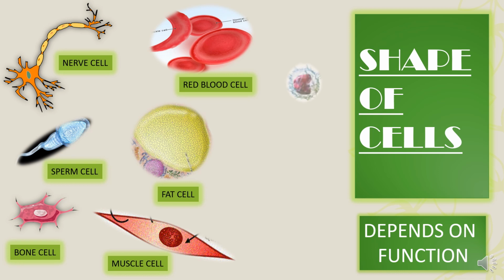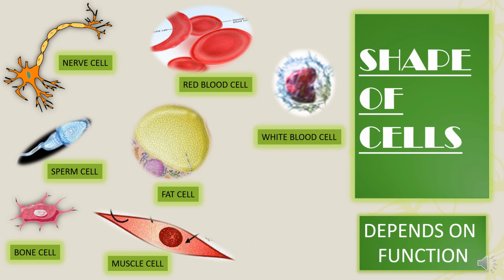And next we have white blood cells in our body, which have an irregular shape because they keep on changing their shapes. And at last we can take the example of amoeba. Amoeba has an irregular shape because it has projections around its body, due to which it keeps on changing its shape, and these projections are called pseudopodia.